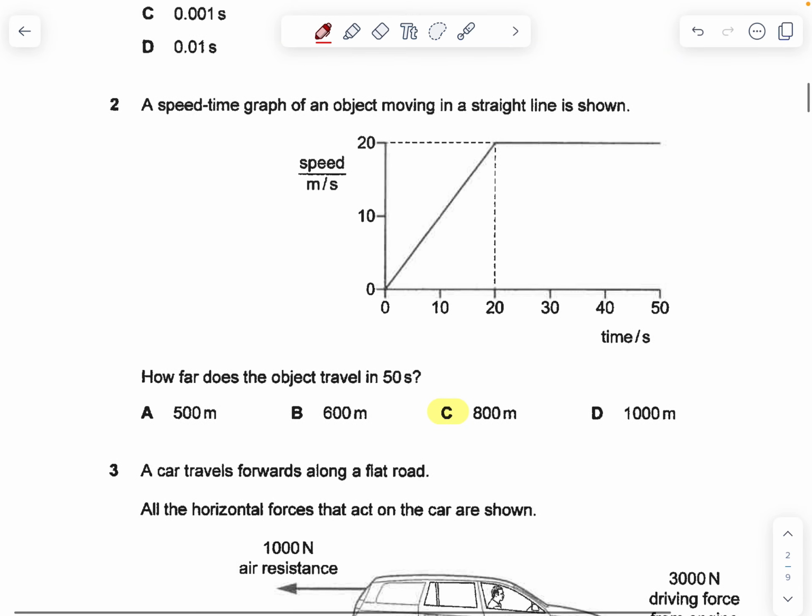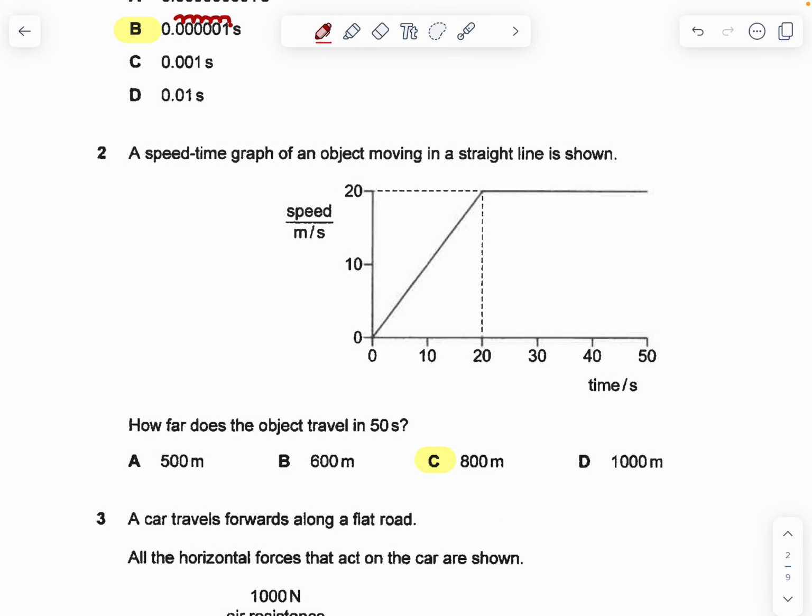Question 2. A speed time graph of an object moving in a straight line is shown. So you have a speed, and then you have a time, t. So how far does the object travel in 50 seconds? So as we know, the area under a speed time graph equals distance.